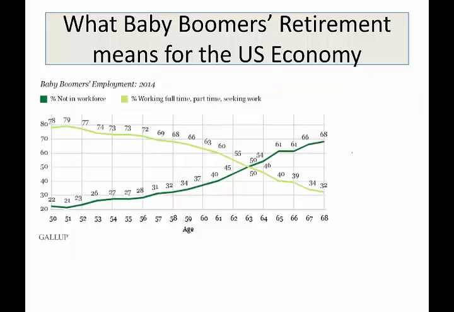Here's another graph. Again, on the x-axis is the age of the individuals, and the y-axis is the percent in the workforce. The dark green line is the percent of baby boomers who are no longer in the workforce, and you can see it's increasing as their age increases. The light green line is the percent of baby boomers who are working full-time, part-time, or seeking work.